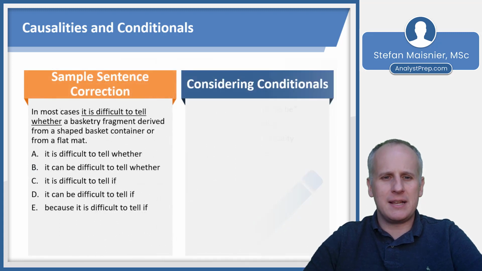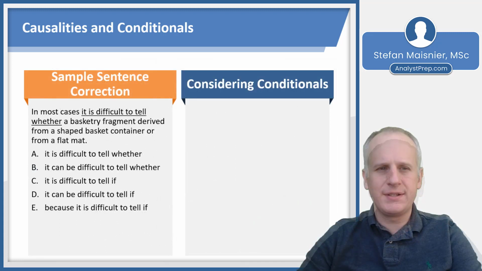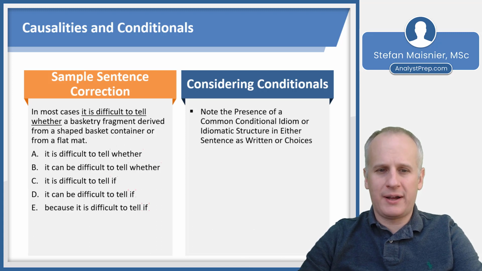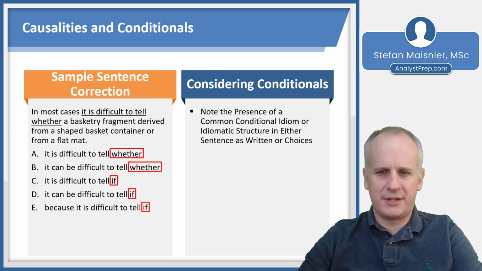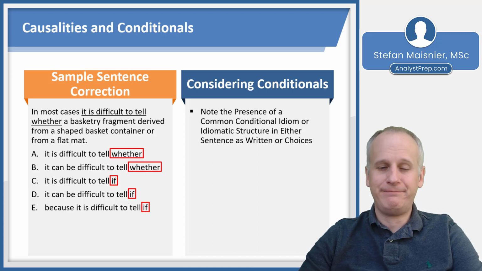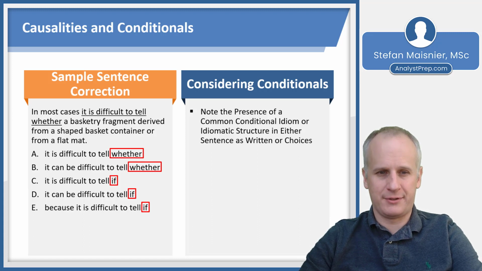So let's go ahead, take a look at an example. As always, we need to read the sentence as it's written first. So, in most cases, it is difficult to tell whether a basketry fragment derived from a shaped basket container or from a flat mat. So, we can see quite obviously we've got some whethers and ifs here. So, right in the answer choices, we could tell we may need to distinguish between whether it's whether or if. And we remember that's when there are two options.